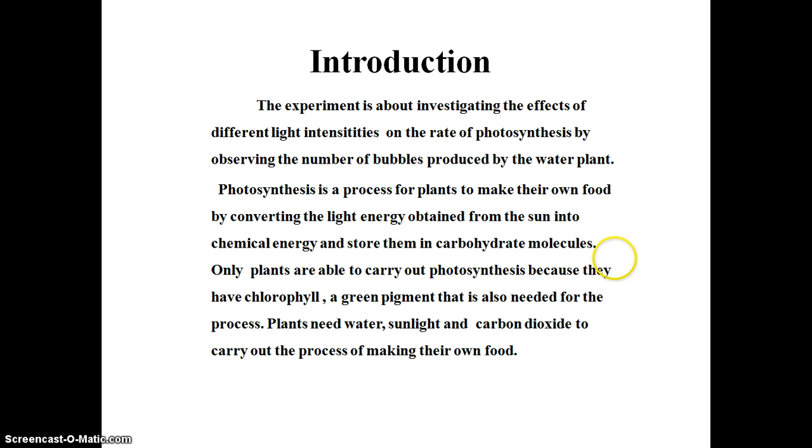Photosynthesis is a process for plants to make their own food by converting the light energy obtained from the sun into chemical energy and storing it in carbohydrate molecules. Only plants are able to carry out photosynthesis because they have chlorophyll, a green pigment that is also needed for the process. Plants need water, sunlight, and carbon dioxide to carry out the process of making their own food.